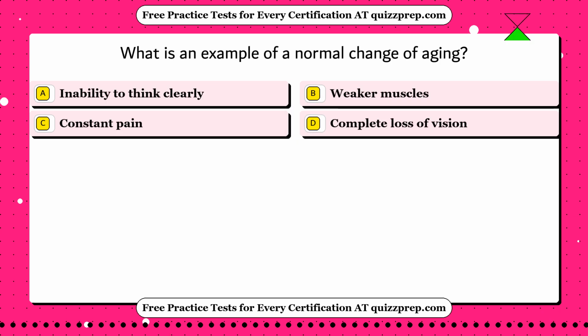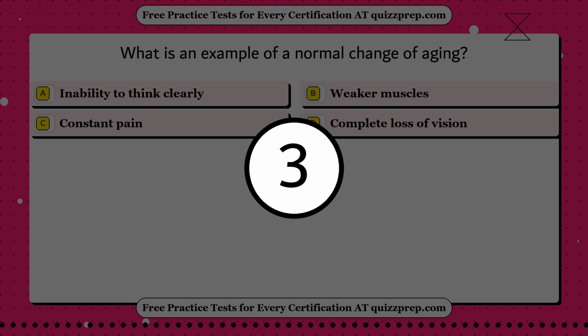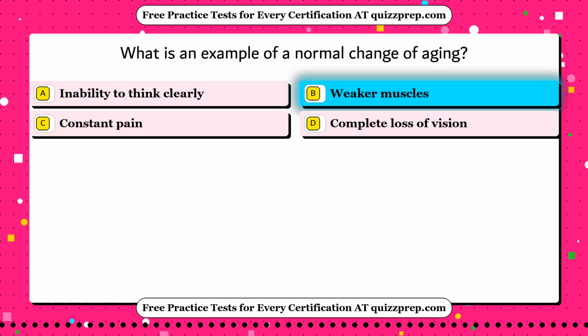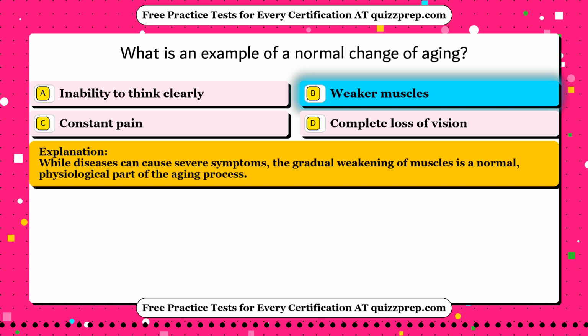Question 82. What is an example of a normal change of aging? Option A, inability to think clearly; option B, weaker muscles; option C, constant pain; option D, complete loss of vision. The correct answer is option B, weaker muscles. While diseases can cause severe symptoms, the gradual weakening of muscles is a normal, physiological part of the aging process.